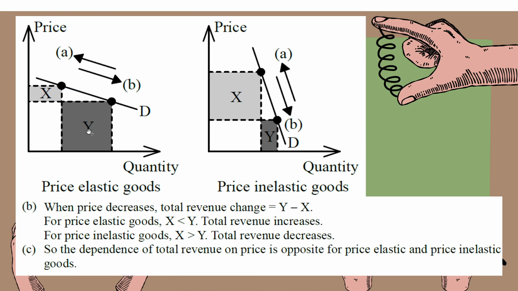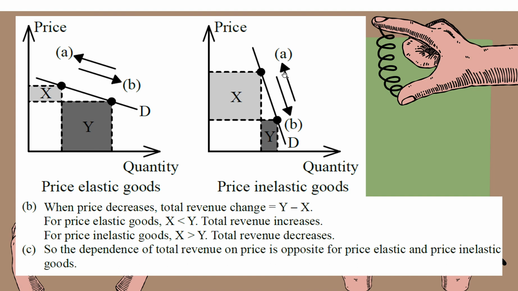B, price cut. What should you do for a price cut? Elastic good or price inelastic good? When this is a price cut, the revenue increases by y and decreases by x, so total revenue change is y minus x. Wow, this one y is much bigger. Good thing, you earn more revenue. So for a price elastic good, in a price cut, y is larger than x, so total revenue increases.